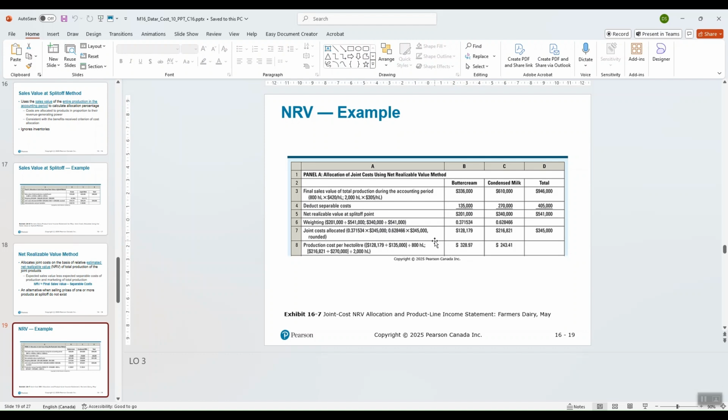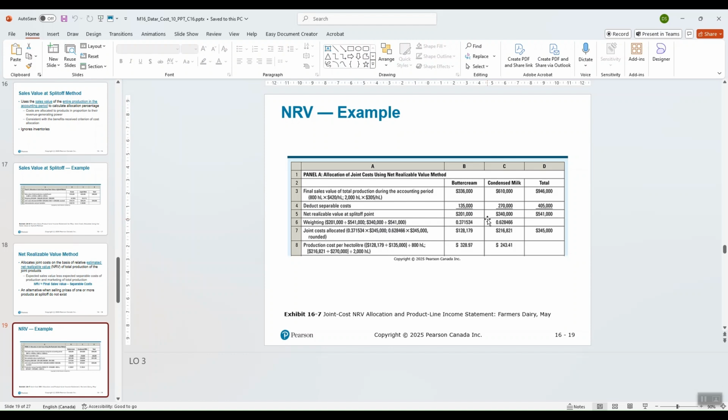So the first thing you do when you use the net realizable value is look at the sales amount for both the products. This is another example. The net realizable value is only used when you have a separate cost. In the previous example, they used raw milk and produced the cream and the skim milk. But now they're going to use the cream to produce the buttercream and the condensed milk. So in that case, we're going to use the net realizable value method or the gross margin method.